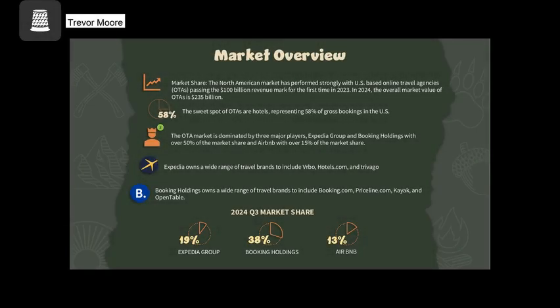Now we are going to look at an overview of the market, starting with the market share. In North America, the market has performed strongly, and US based online travel agencies passed the $100 billion revenue mark for the first time in 2023. It has gone up drastically with the pandemic ending, and in 2024, the overall market value of OTAs is $235 billion. What makes up the majority of the OTA bookings is hotels, representing 58% in the United States.